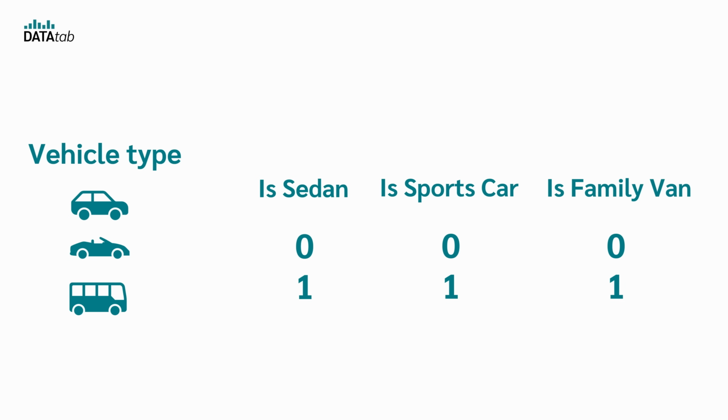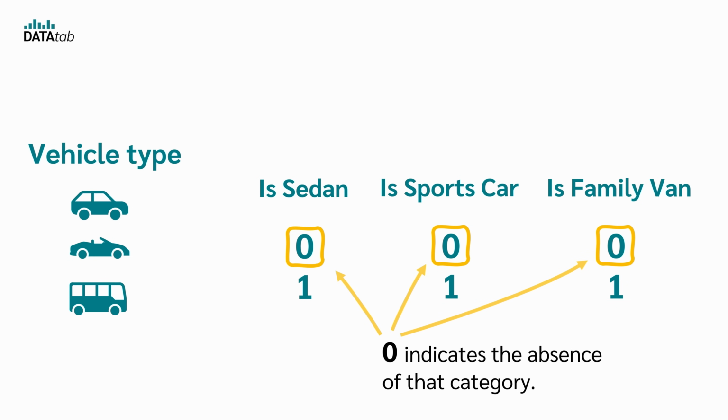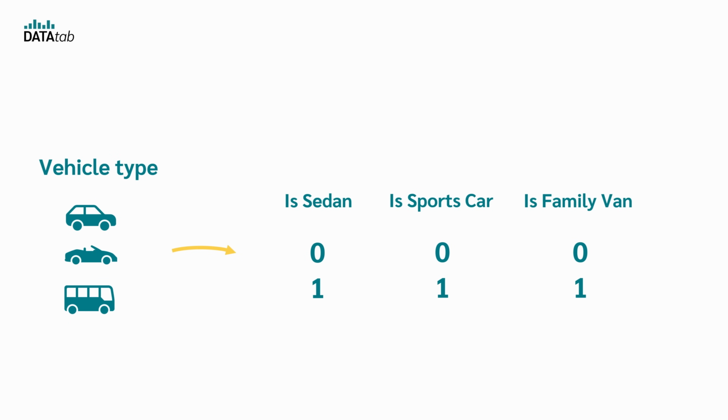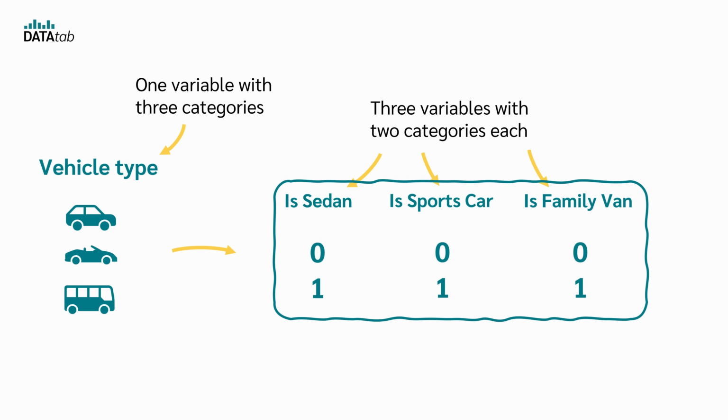Each of these dummy variables has only two possible values, 0 or 1. A value of 1 indicates the presence of the specific category, while a value of 0 indicates its absence. Instead of having one variable with 3 categories, we now have 3 variables with 2 categories each. These newly created dummy variables can be included in the regression model.